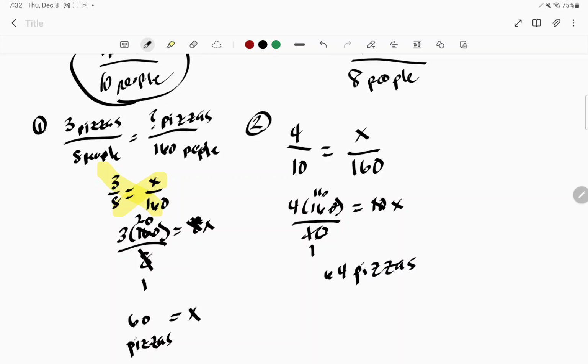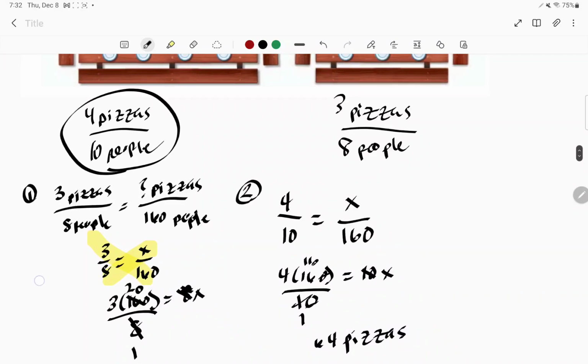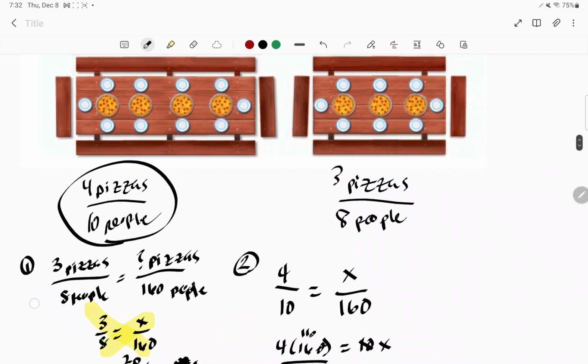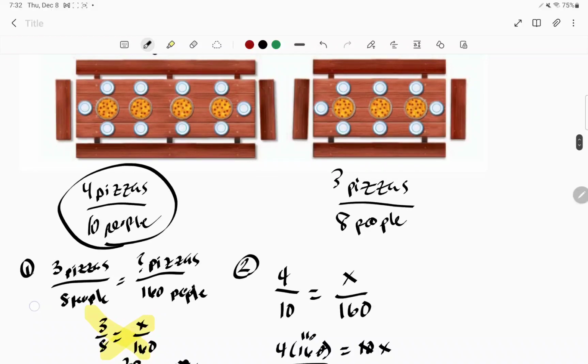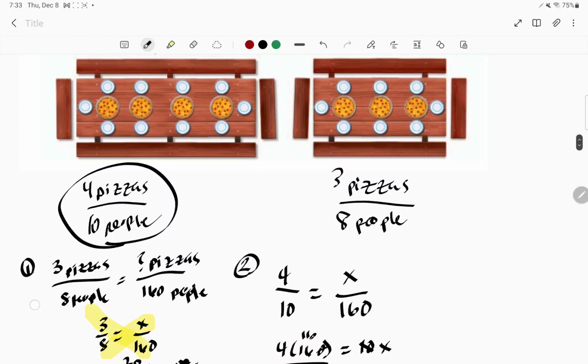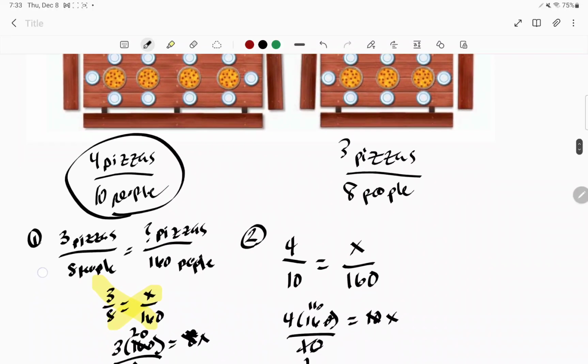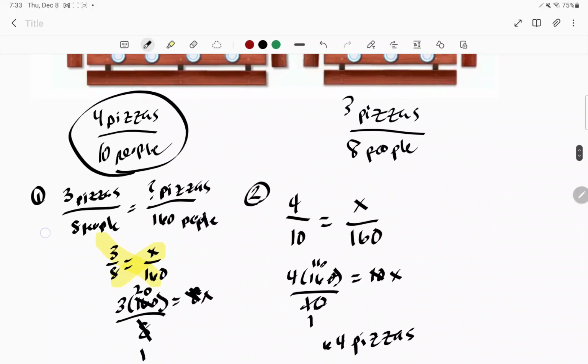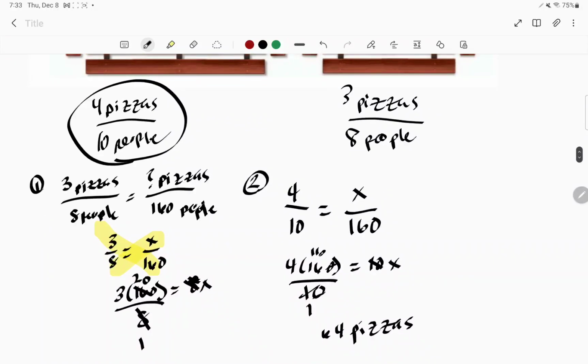So we should order 64 pizzas using the ratio of 4 pizzas to 10 people because our camp only has tables that can fit 10 people. We don't have tables that can fit 8 people. Then on number 3, it says the camp director also has extra large tables that seat 25. How many pizzas should be placed on each of these tables?